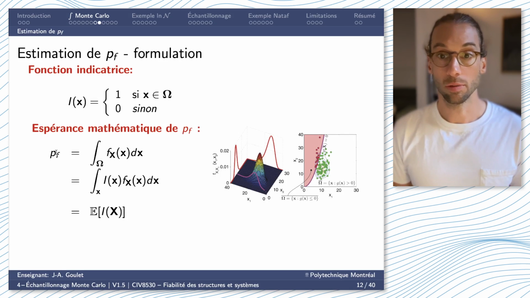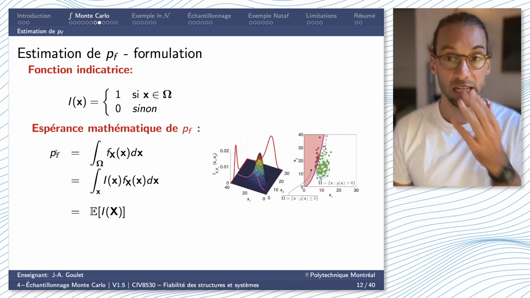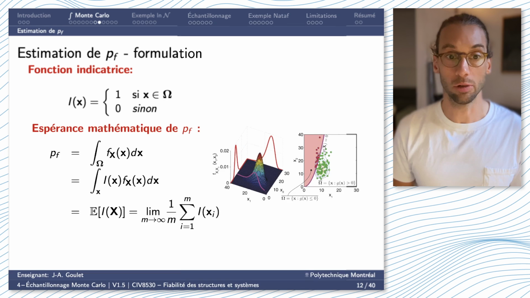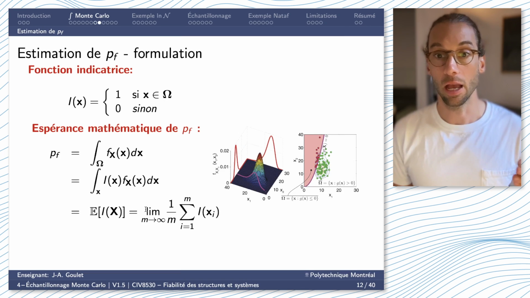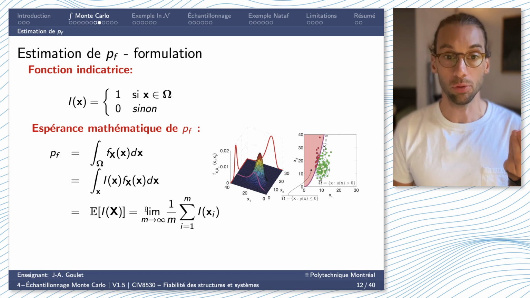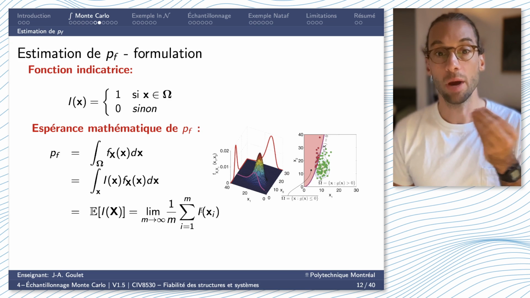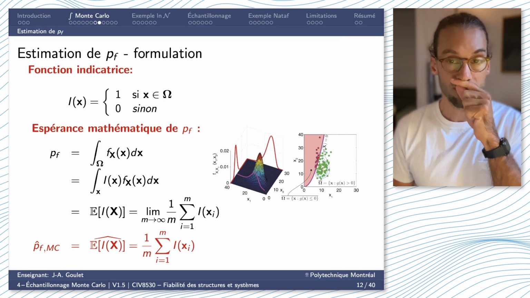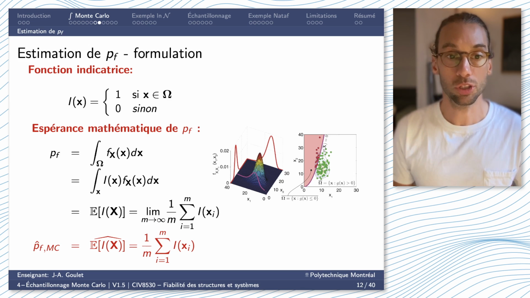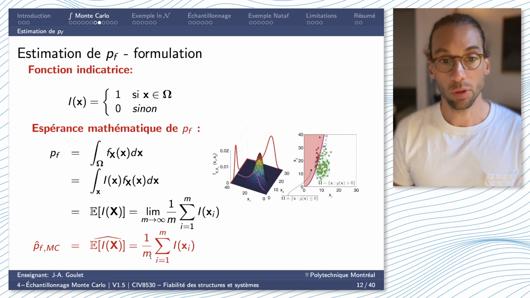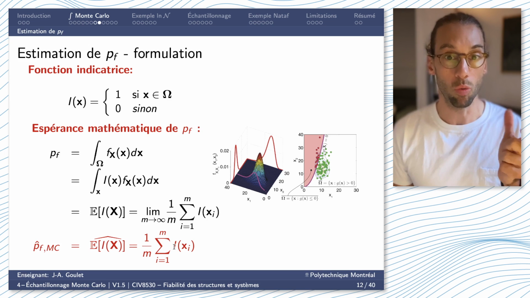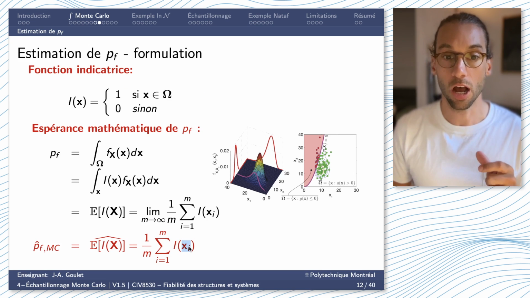So estimating my probability of failure is equivalent to computing the expectation of my indicator function evaluated for the random vector x. If I have access to infinitely many samples, this is 1 over m, my number of samples, times the sum of my indicator function evaluated for each of my sample vectors. In practice, we don't have access to infinitely many samples, so this remains an estimator that we evaluate with a finite number of samples, but we do the same thing. We sum the values of the indicator function, either 0 or 1, evaluated for each sample vector.